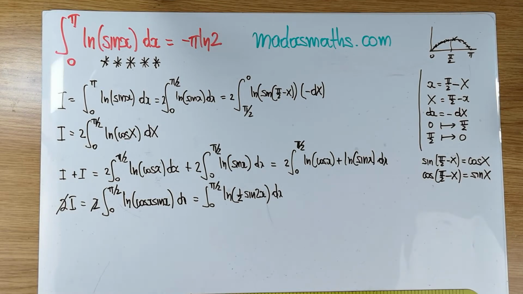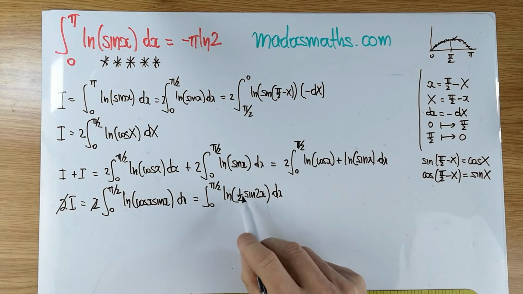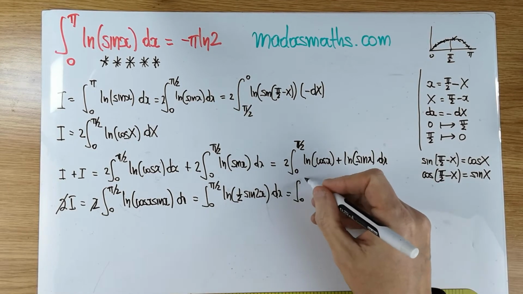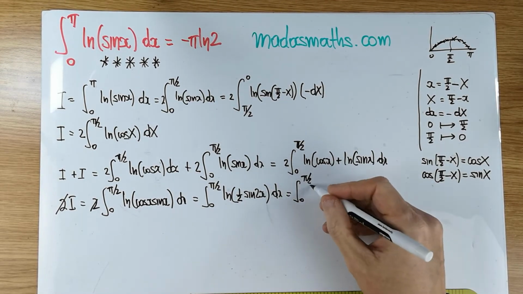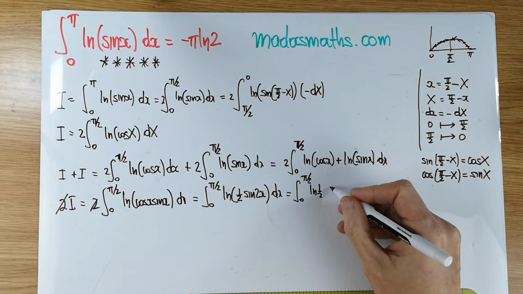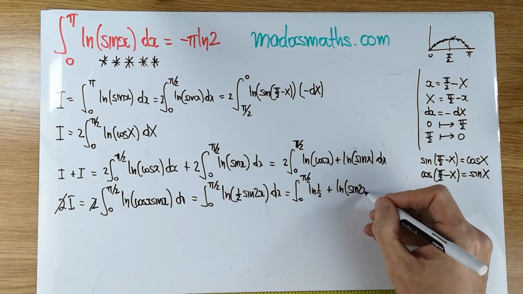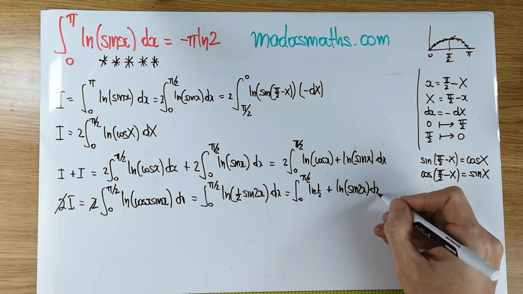Okay, so what next? That is the question. Again, we continue with the rules of logs because again we have a multiplication, a half times the sine of 2x. So that's of course the integral from 0 to pi over 2 of the log of a half plus the log of the sine of 2x dx.